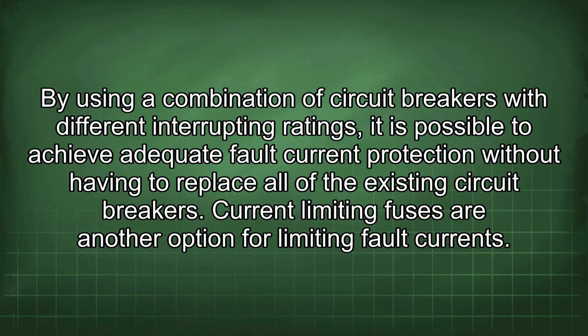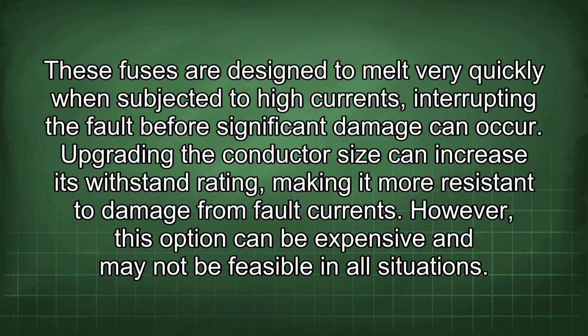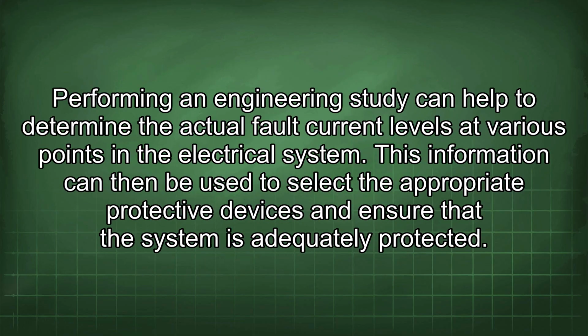Current limiting fuses are another option for limiting fault currents. These fuses are designed to melt very quickly when subjected to high currents, interrupting the fault before significant damage can occur. Upgrading the conductor size can increase its withstand rating, making it more resistant to damage from fault currents. However, this option can be expensive and may not be feasible in all situations. Performing an engineering study can help to determine the actual fault current levels at various points in the electrical system. This information can then be used to select the appropriate protective devices and ensure that the system is adequately protected.